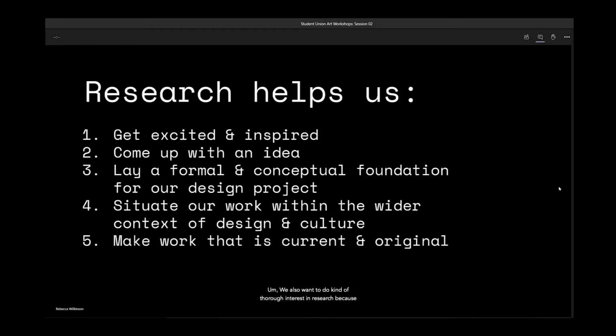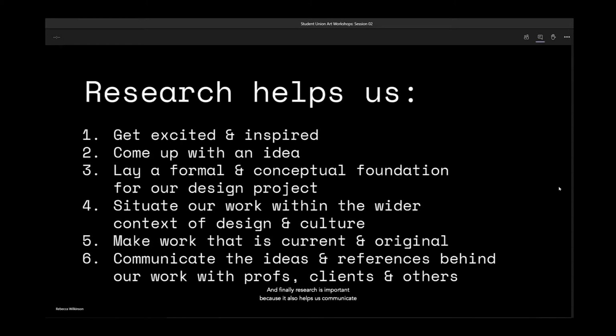We also want to do thorough, interesting research because it helps us make work that's current. So it helps us understand what's of the now and what's relevant right now, but it also helps us make work that's original. So it helps us understand what's out there and what's trendy so that we can make things that aren't trendy or that are different.